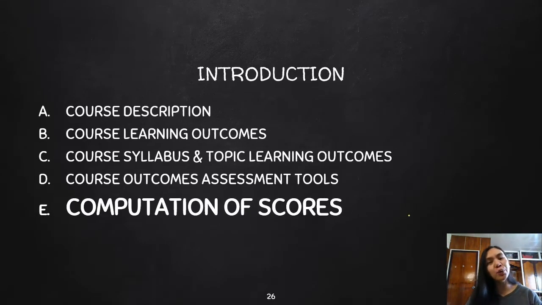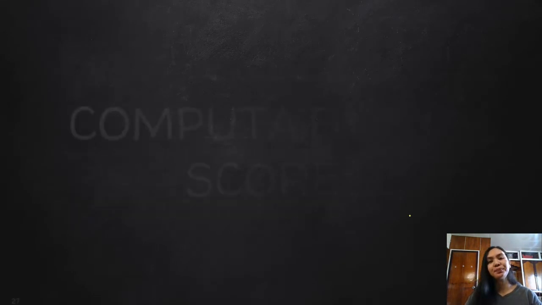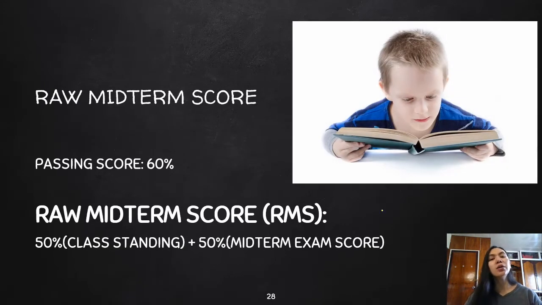And lastly, how do we compute your scores? For the computation of your scores, you all know that the passing score is 60%. That means for every assessment that I will be giving you, you should get at least 60%, which will be transmuted to a grade of 75. So your raw midterm score is calculated as follows. 50% will be covering your class standing, and 50% will cover your midterm exam.